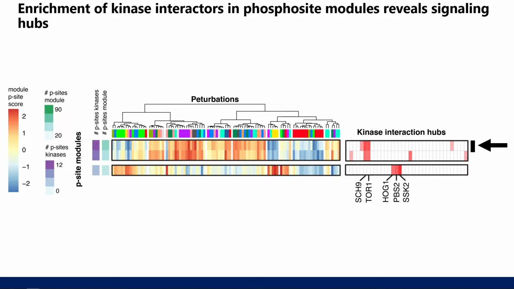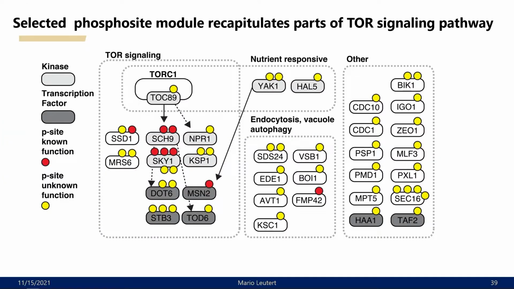We can also look at these 2 modules up here. They're quite similar to each other, and they are highly enriched in SCH9 and TOR1 kinase interaction partners. They are usually constitutively phosphorylated, but in a few conditions, like the starvation condition, you lose phosphorylation in this module. This module consists of around 54 phosphorylation sites.